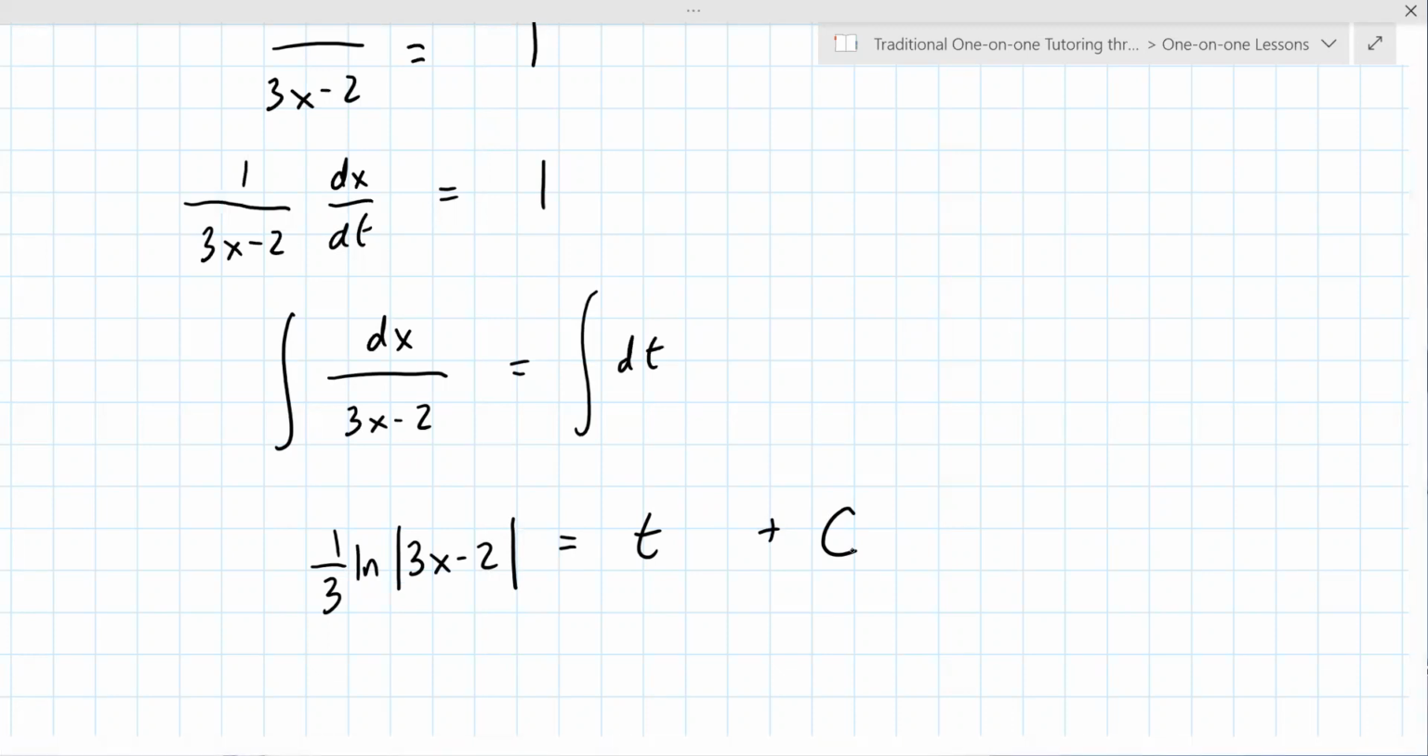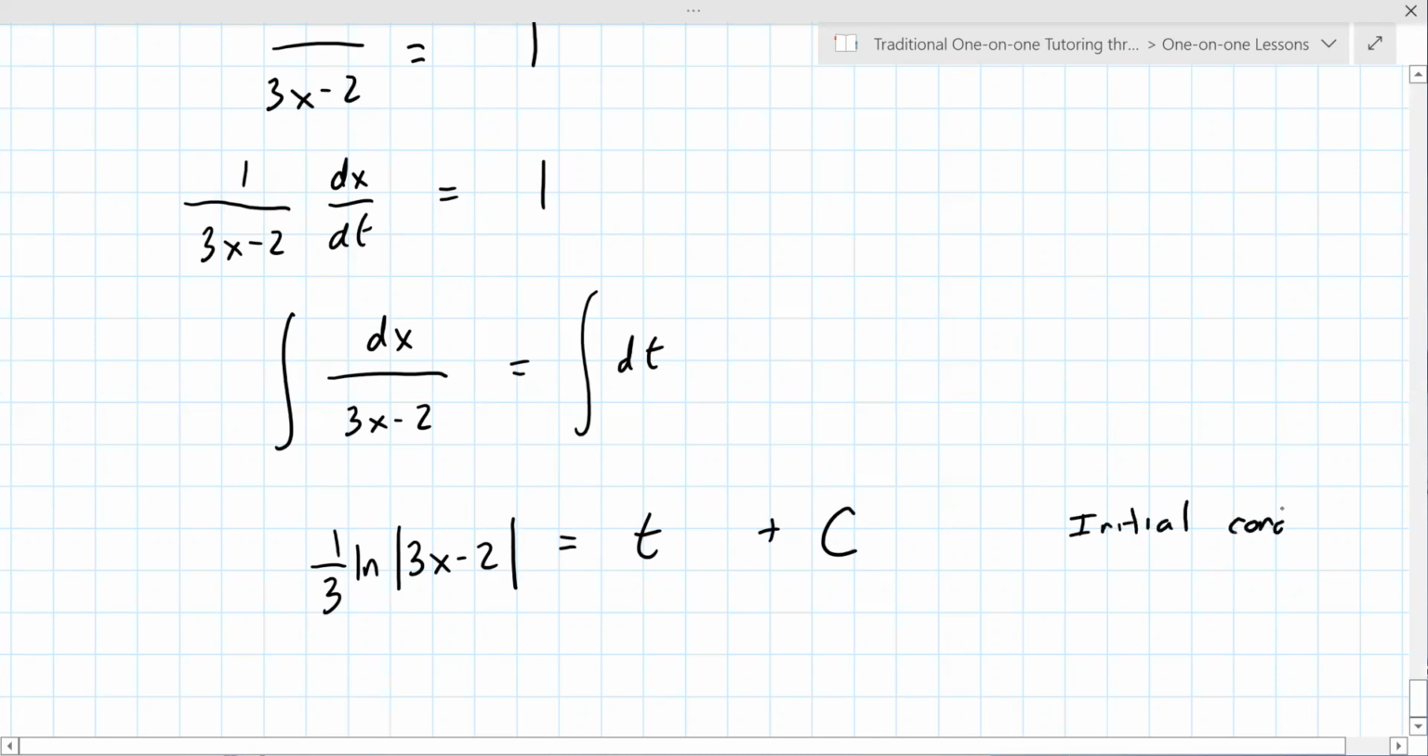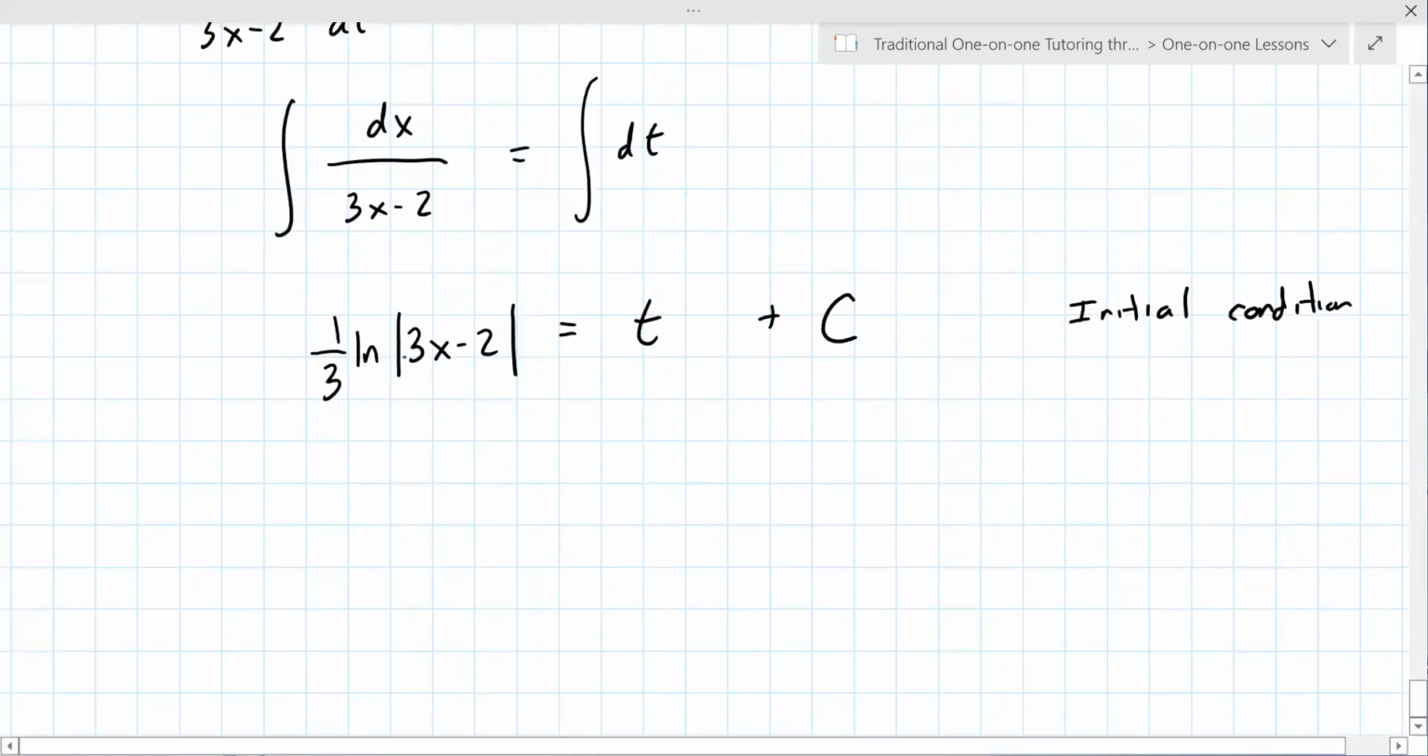Would you rewrite it to solve for x? Yeah, but I want to make a small point here: if you had the initial condition, this is where you use it. Do it right away. Don't wait to find it. But yeah, so now we have to solve for x. You multiply everything by 3.